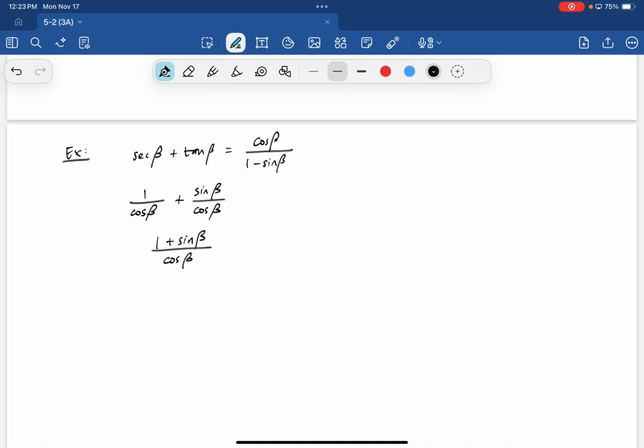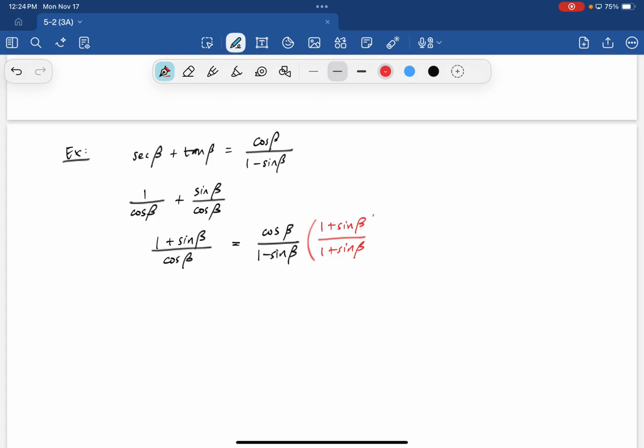And somehow we have to convert this into the right-hand side. Or maybe convert the right-hand side into the left-hand side. Any ideas? Unfortunately, we have to use a trick that we don't really know yet. And that trick is called multiplying by the conjugate. Cross multiplying is not allowed here, right? Because that would change the value of both sides. So the trick here is to multiply top and bottom by 1 plus sine beta.